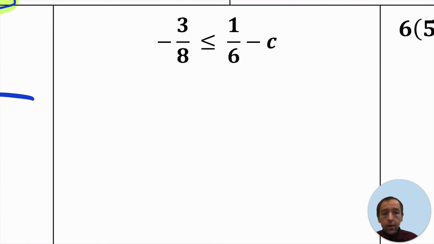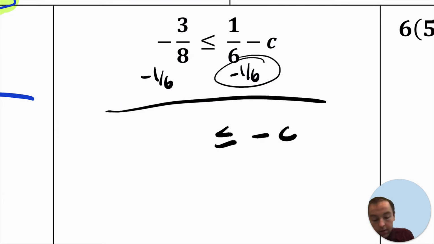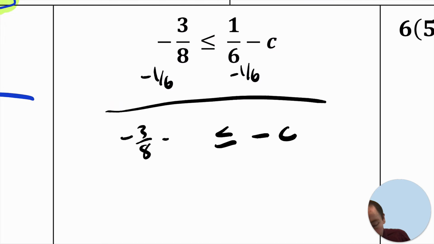For this one right here, you're going to want to solve for c, so you'll have to subtract the 1/6 from both sides. That's going to give you negative c alone. Note that subtracting does not change the direction of that inequality symbol, so it's still less than or equal to. We're going to have to take -3/8 and subtract 1/6.